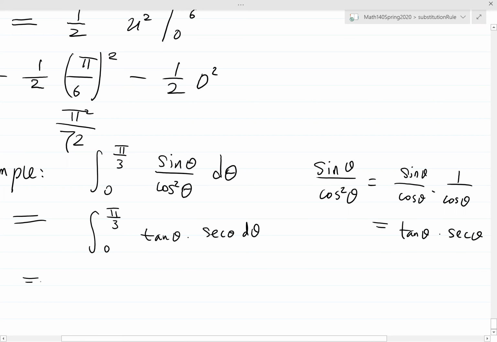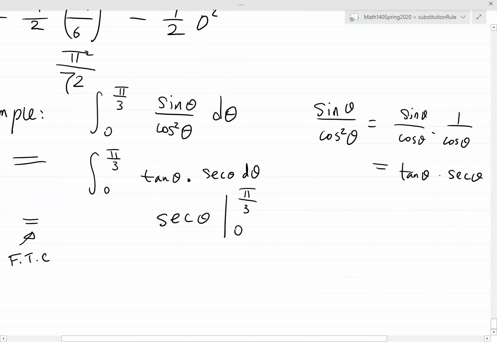Remember, we have the antiderivative table. Tangent times secant is in the antiderivative table. What's the antiderivative? Its antiderivative is secant theta. According to the fundamental theorem of calculus, we evaluate at the two endpoints and then subtract. So it's secant of pi over 3 minus secant of 0.